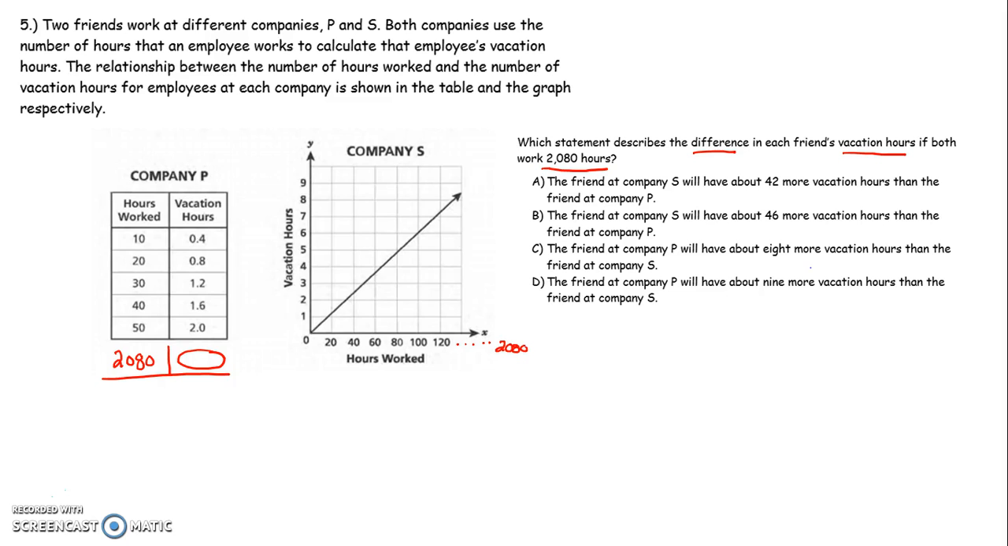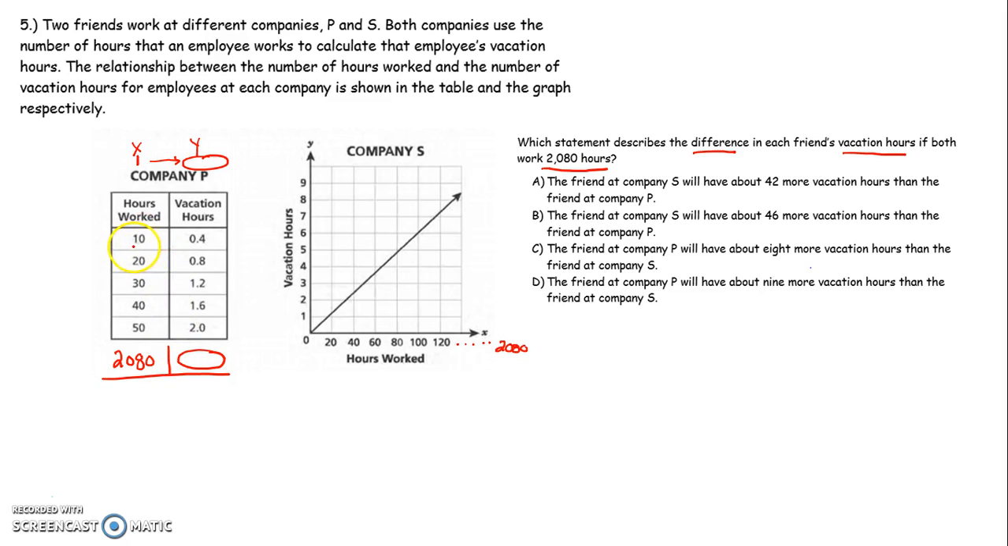So let's take a look at this. What I would figure out, for me personally, I write an equation for each company. And I would figure out how many vacation hours I would earn after I work 1 hour. So if I took this and I found for X was 1 hour, this would be my X, how many vacation hours did I earn? If I worked 1 hour, how many vacation hours did I earn?